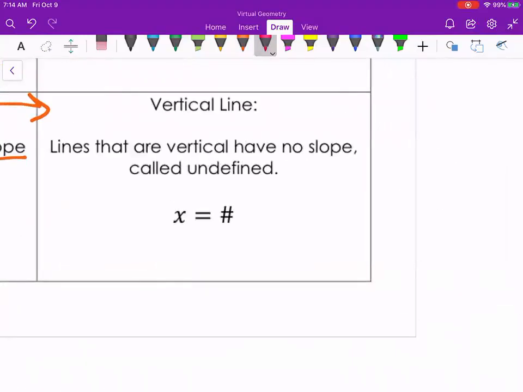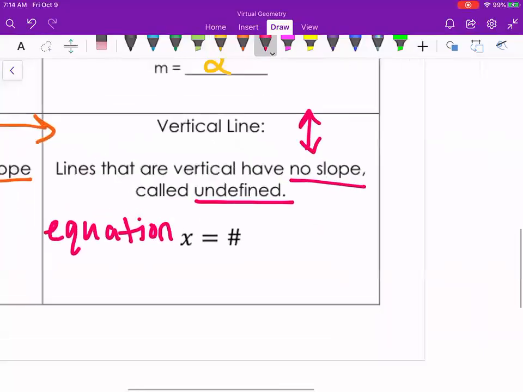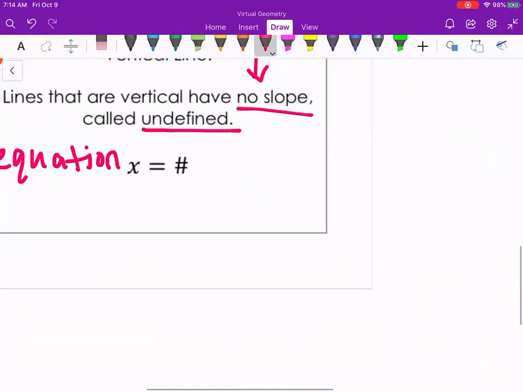All right, vertical. Vertical lines are the ones that go up and down, and these have an undefined or no slope. So these again are the x equals a number equations. And this would have an undefined slope.